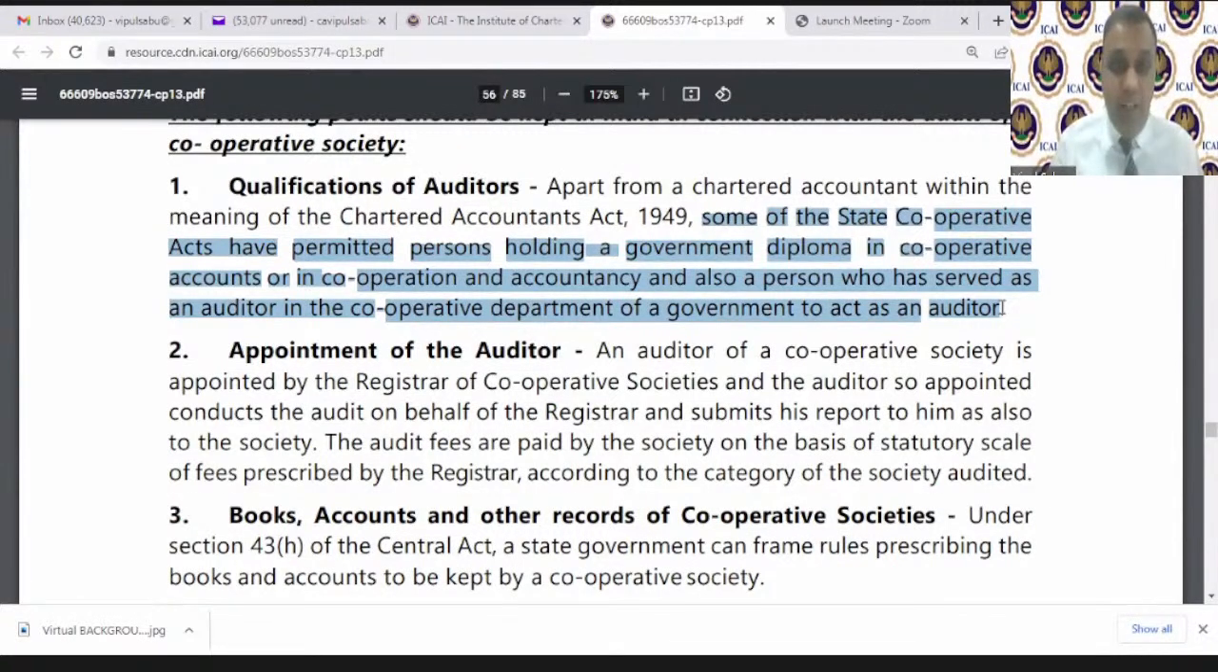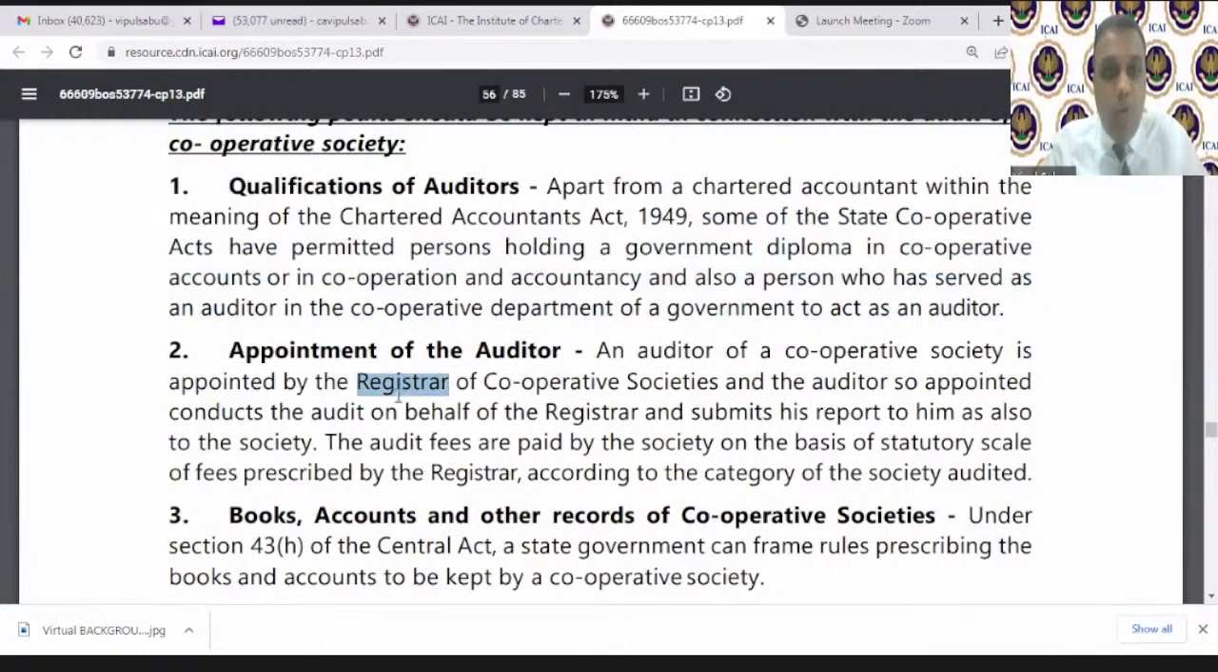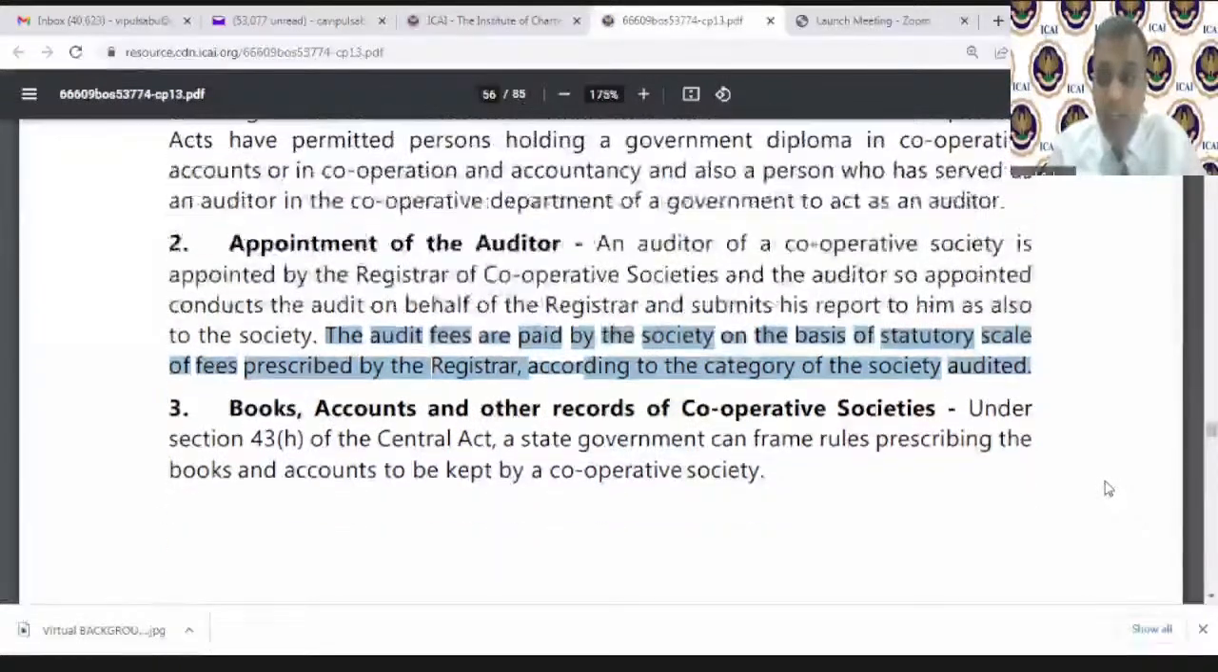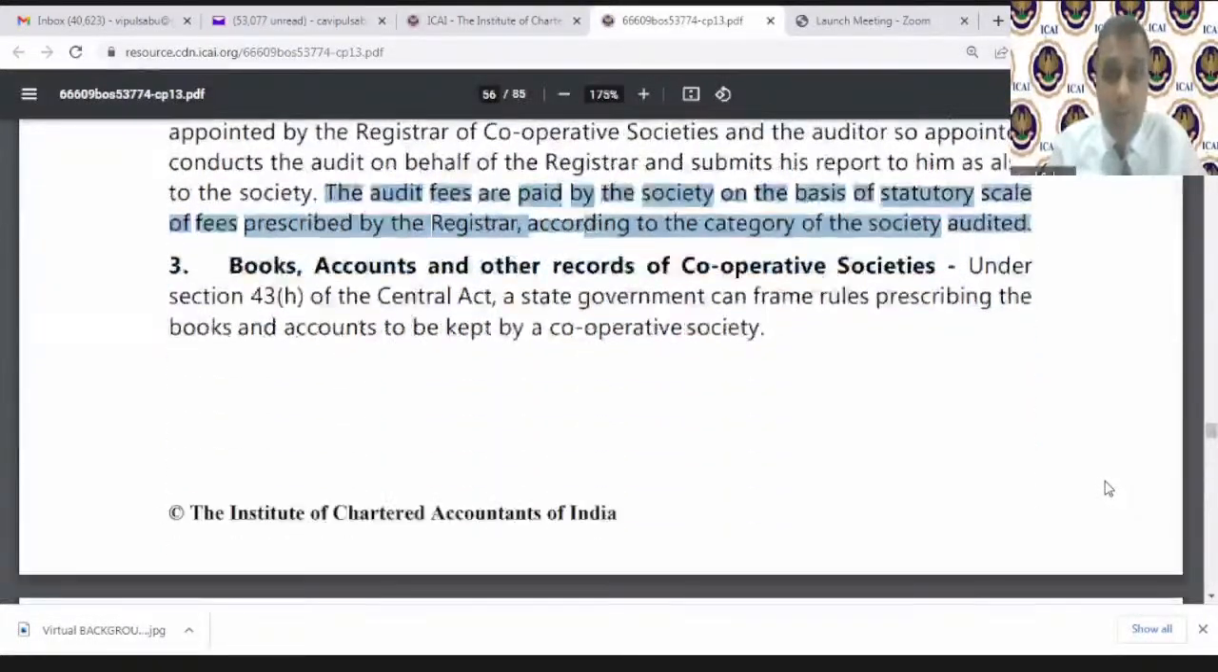So, appointment of auditor: the auditor of a cooperative society is appointed by the registrar, and the auditor so appointed conducts the audit on behalf of the registrar and submits the report to him. Audit fees is paid by the society as prescribed by the registrar according to the category of the society audited. So societies have their respective categories, and as per the category of the society, the scale of fees is fixed.